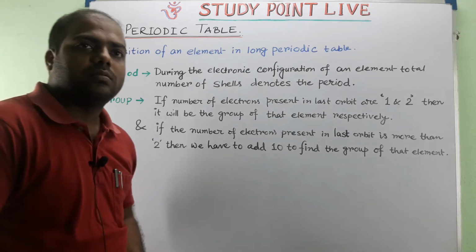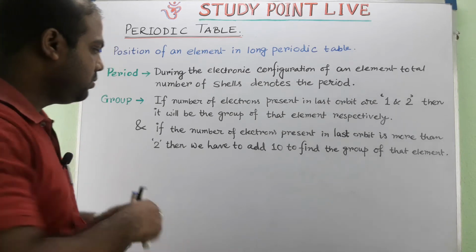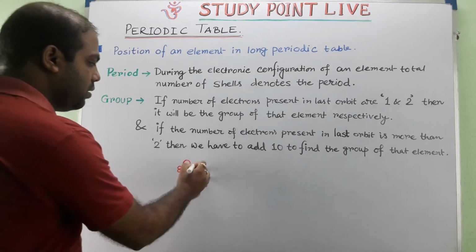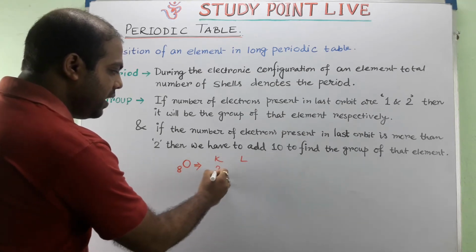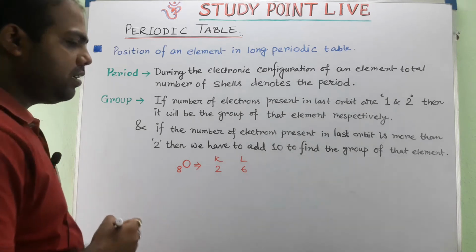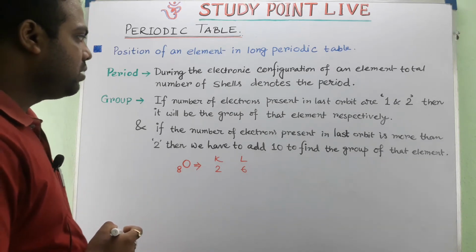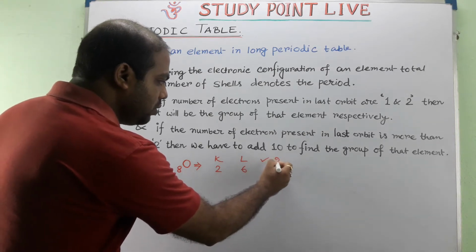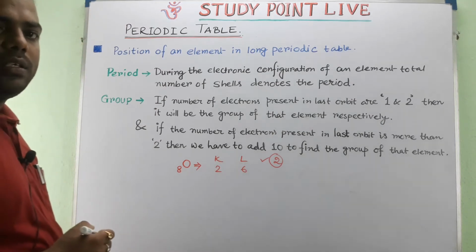Suppose oxygen, atomic number 8, and the electronic configuration of oxygen is 2 and 6. The shells used here are K and L. The total number of shells used is 2. That's why the period of oxygen will be 2.